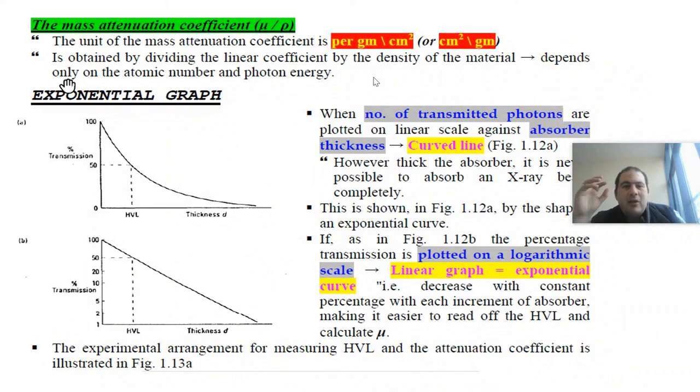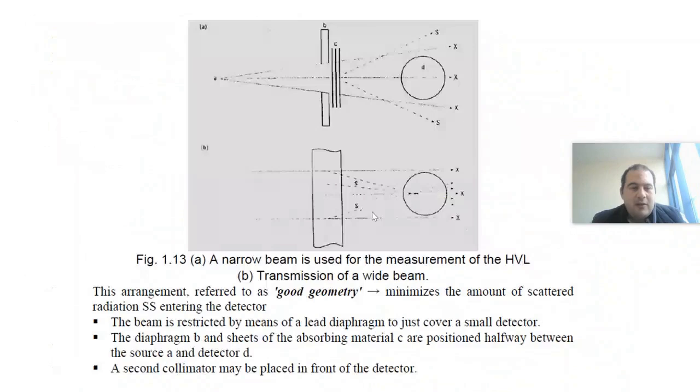The mass attenuation coefficient is considered a characteristic of the material. Sometimes the mass attenuation coefficient is used, and other times the linear attenuation coefficient is used. This is not the main topic, and you don't need to focus too much on it, but you should know that it is the linear attenuation coefficient divided by the density of the material.